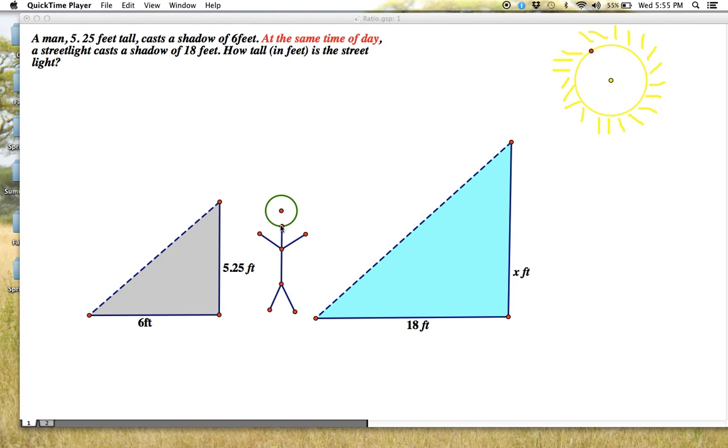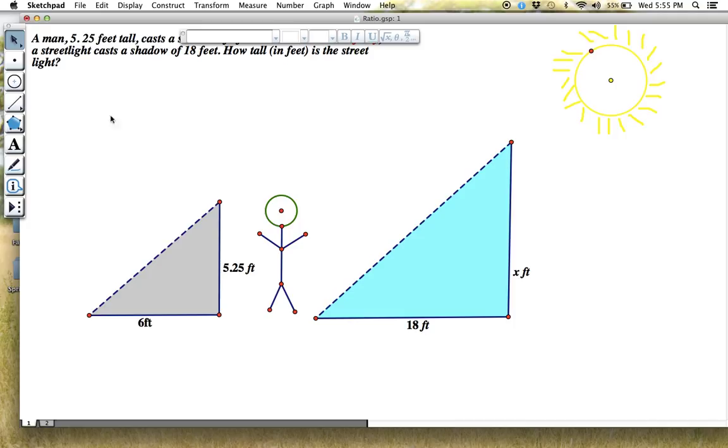I have a problem set up for us where a sun is casting down a shadow and a man and a streetlight, and we need to figure out the height of the streetlight. So let's read this problem out loud to start off with. It states that a man 5.25 feet tall casts a shadow of 6 feet. At the same time of day, a streetlight casts a shadow of 18 feet. How tall, in feet, is the streetlight?